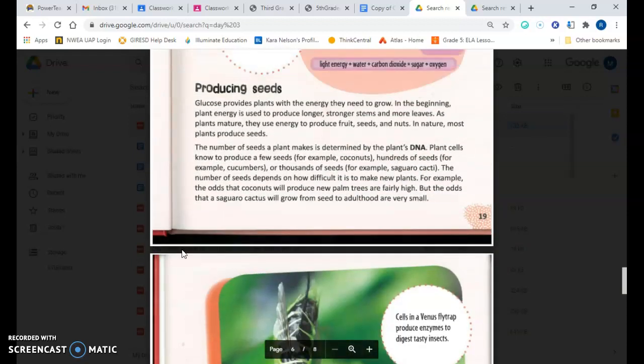So let's see if you caught that in here. Why do plants make glucose?